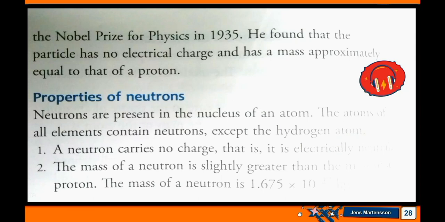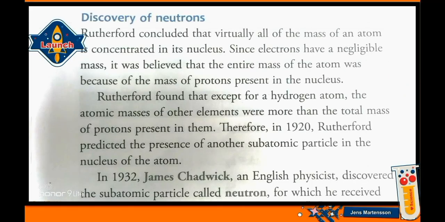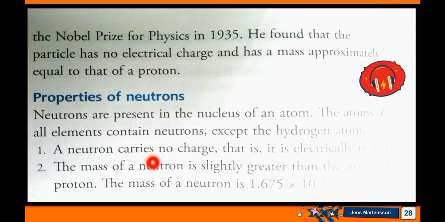Okay. What is the first property? A neutron carries no charge. The mass of a neutron is slightly greater than the mass of a proton, and the mass of a neutron is 1.675 × 10^-27 kg. So the mass of the neutron is slightly greater than the proton. So if we arrange according to mass, the greatest is the neutron, then comes the proton, and then comes the electron. So what was the speciality of the neutron? That it doesn't add any charge, but it has a certain mass which is greater than the proton.